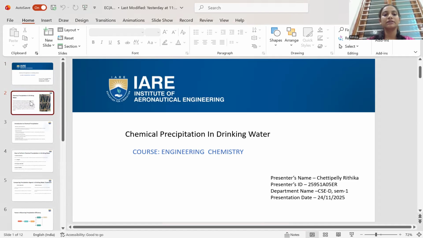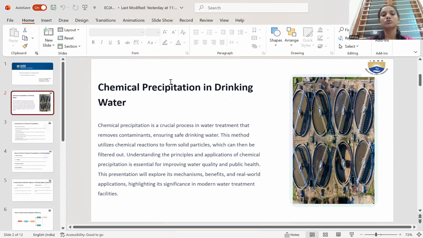Chemical precipitation in drinking water. Chemical precipitation is a crucial process in water treatment that removes contaminants, ensuring safe drinking water. This method utilizes chemical reactions to form solid particles which can then be removed or filtered. Understanding the principles and applications of chemical precipitation is essential for improving water quality and public health. This presentation will explore its mechanism, benefits, and real-world applications, highlighting its significance in modern water treatment facilities.